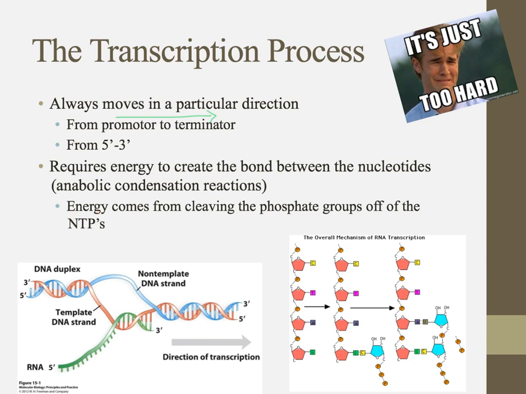So we know about DNA NTPs, or dNTPs. For RNA, it's the same process. These nucleotides, when they're free nucleotides, are NTPs. They have the second and third phosphate group attached. When RNA polymerase is trying to make this covalent bond here, it's going to need energy. It's an anabolic condensation reaction. To do that, RNA polymerase is going to cleave off these two phosphate groups, harness that energy, and use that energy to form this bond.